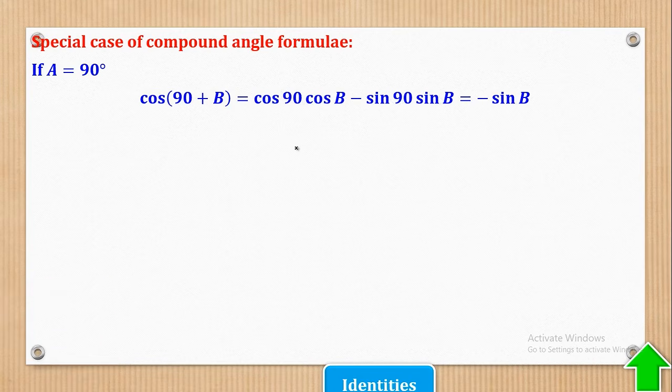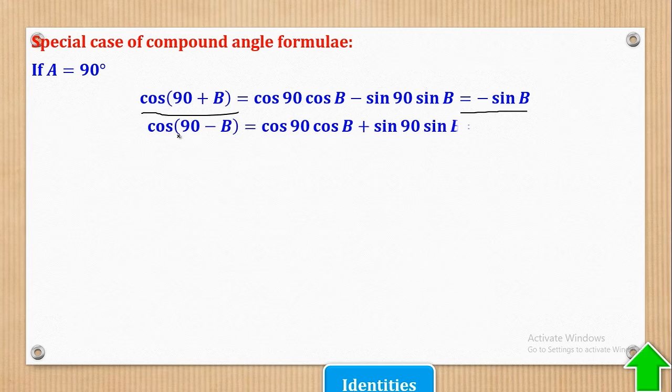Why is that? When you get your calculator and press cos 90, you get 0, meaning that the whole of this becomes 0. And when you press sin 90, you get 1, meaning that this is negative 1 times sin B, which gives you negative sin B. So always remember that cos of 90 plus B is equal to negative sin B.